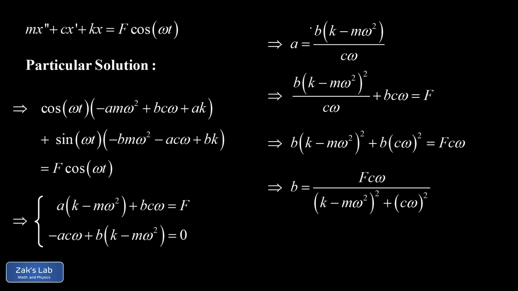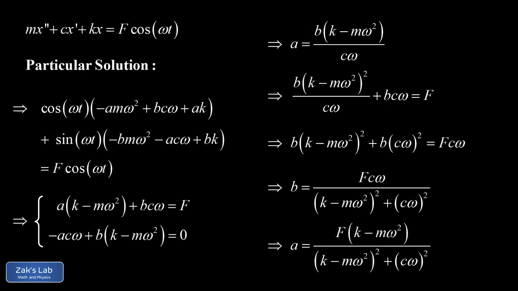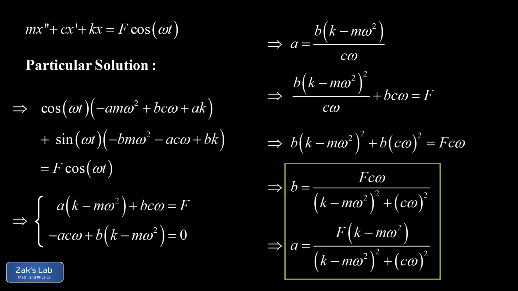And finally, we're going to take that b and sub it into our expression for a. And when I do this, the c omegas are going to cancel out. And we end up with little a equals big F times the quantity (k minus m omega squared) divided by that same denominator, (k minus m omega squared) all squared plus (c omega) all squared. So we found the values of a and b in the particular solution proposal.